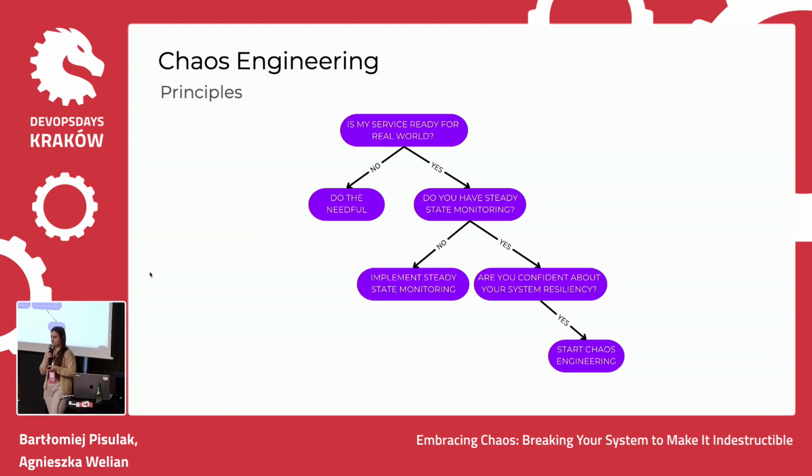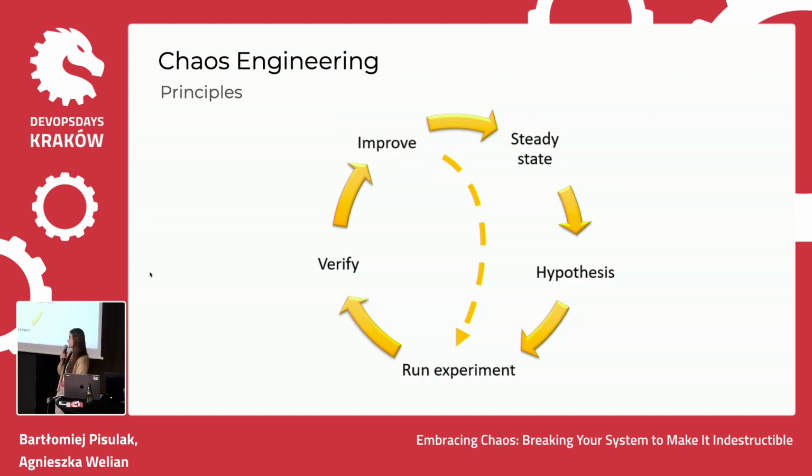If monitoring is in place and you are confident with your system resiliency, then start chaos engineering. And how should that kind of experiment look? So, knowing your steady state, you can make a hypothesis. Let's assume that my system is a Kubernetes deployment with 4 pods. My hypothesis is that with only 50% of my pods working, my application will still work. Then I run the experiment and check if everything was all right.